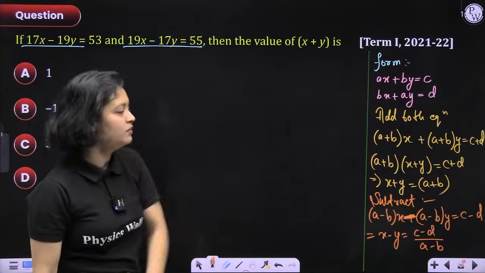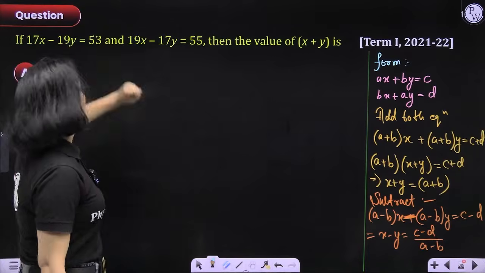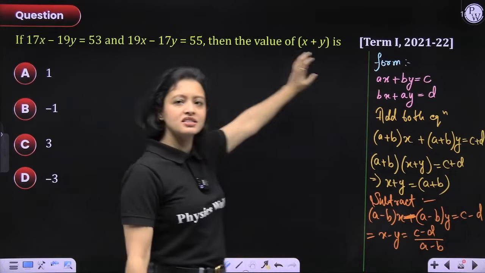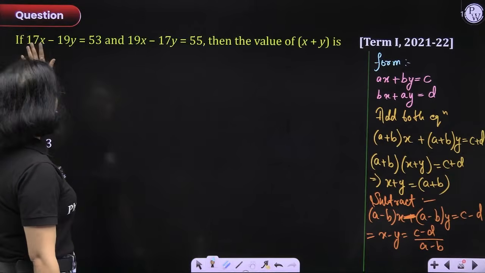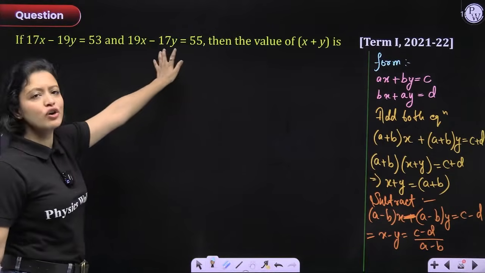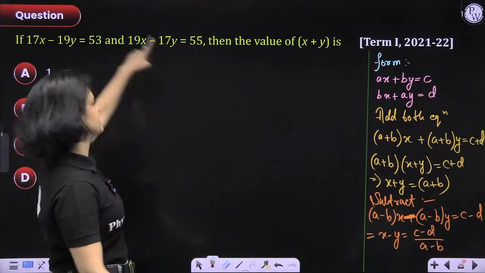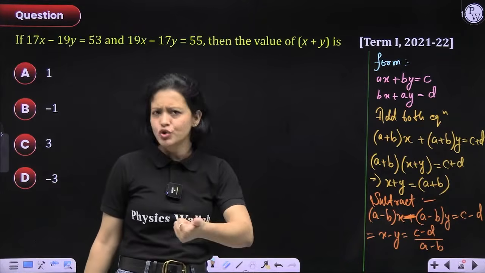Okay, understood? Now, is this problem of this form? A lot of people will get confused and say, "Ma'am, here the coefficient of x and the coefficient of y are not exactly the same because one is positive and the other is negative." That's true, guys, that's true.